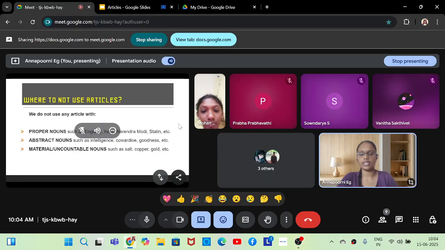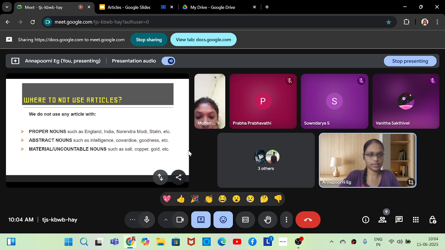Before starting the activities, it is important to know where not to use any articles. So we learned that there are three articles: a, an, and the. A and an are called indefinite articles, and the is called the definite article. So there are two indefinite articles and only one definite article.